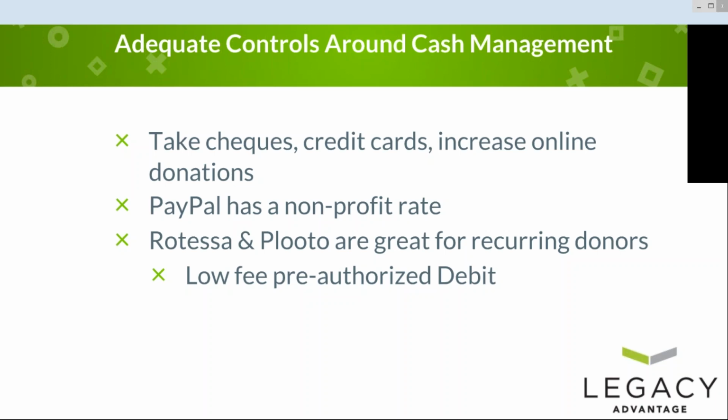For our clients, we use Rotessa and Pluto. They're great for recurring donors. We basically set our clients up as pre-authorized donors, so that the donors would sign a pre-authorized agreement, and then every month the same amount comes out. And these are relatively low fee as compared to PayPal, because you only pay $1 a transaction as opposed to a percentage of revenues.